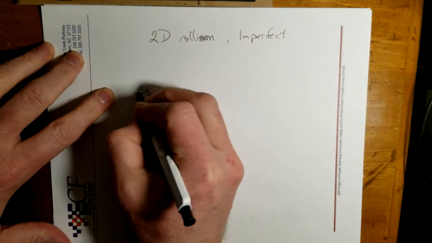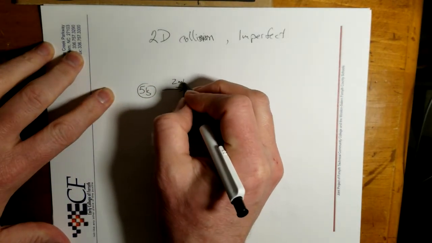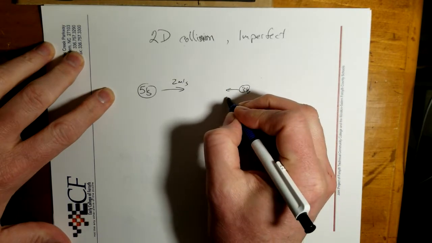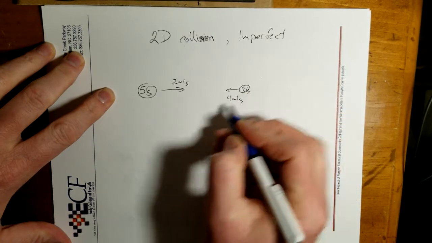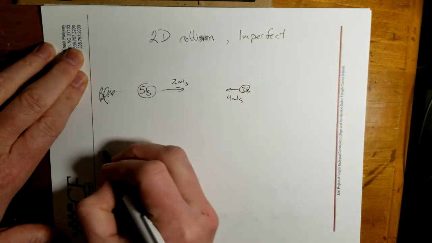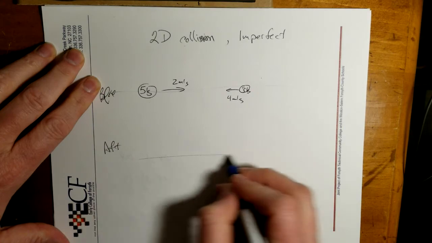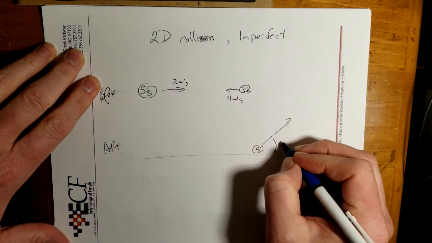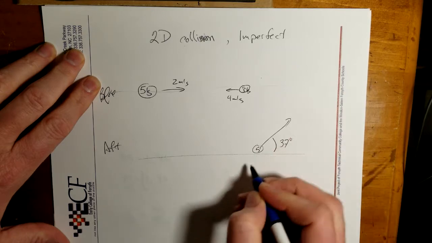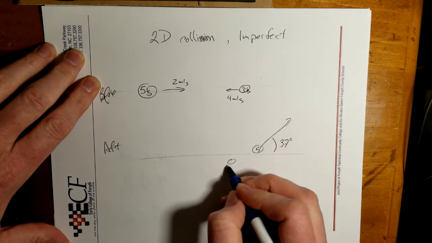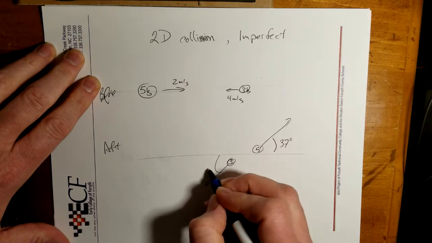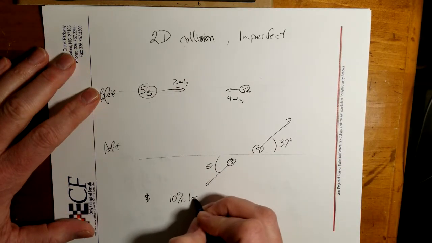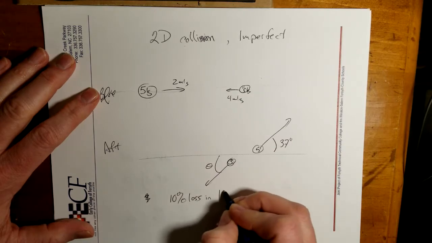So if I have a 5 kilogram mass cruising along at 2 meters per second and a 3 kilogram mass going this way at 4 meters per second, and so this is the before and after, 5 kilogram mass shooting off at a 37-degree angle, and the 3 kilogram mass shooting off at some angle theta, and 10% loss in kinetic energy.